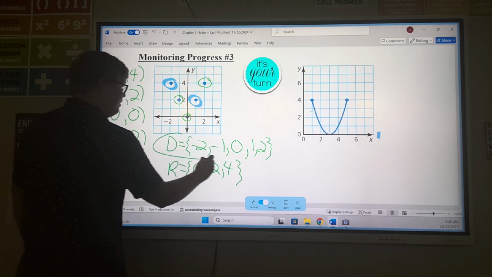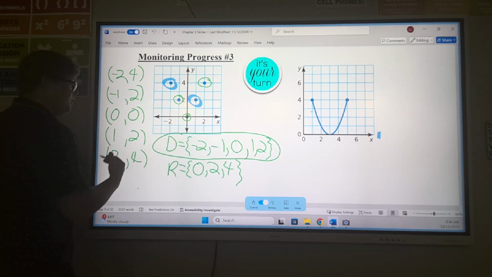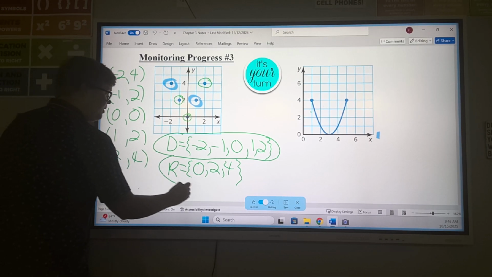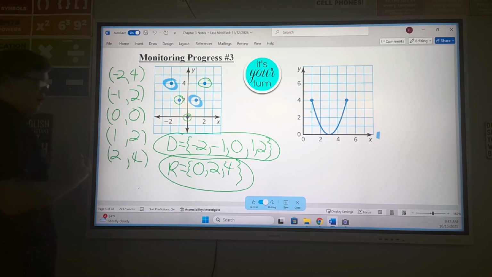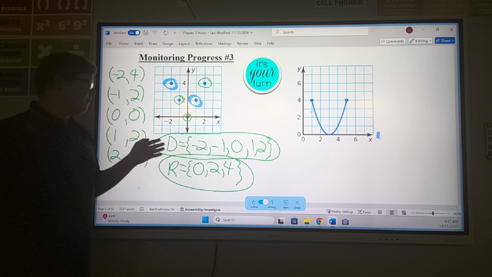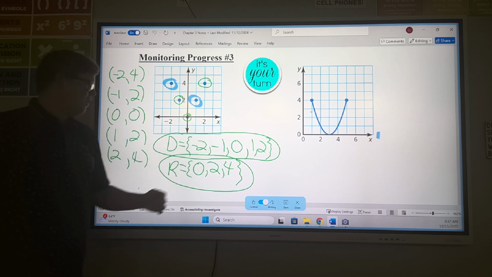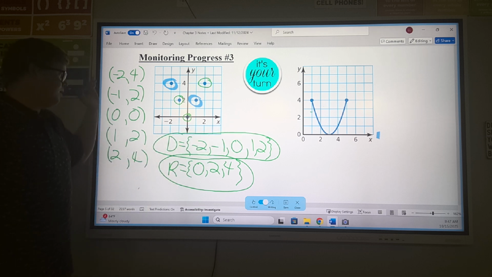So our domain is -2, -1, 0, 1, and 2. Our range is 0, 2, and 4. Remember, our domain is from left to right. It's all of our x values. Our range is from bottom to top for all of our y values.